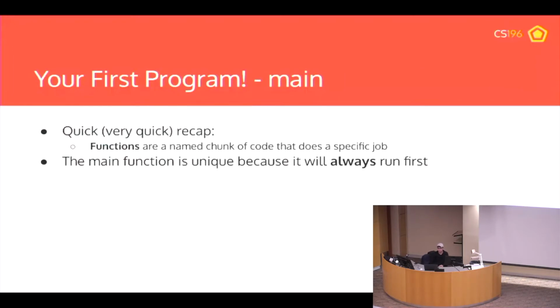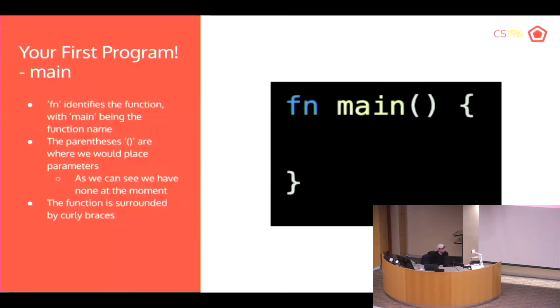So let's do a very quick recap of what a function is. A function is a named chunk of code that does a specific job. And an important thing with Rust is that the main function will always run first. So you always have a main function in all your Rust programs, and that's always going to run first.